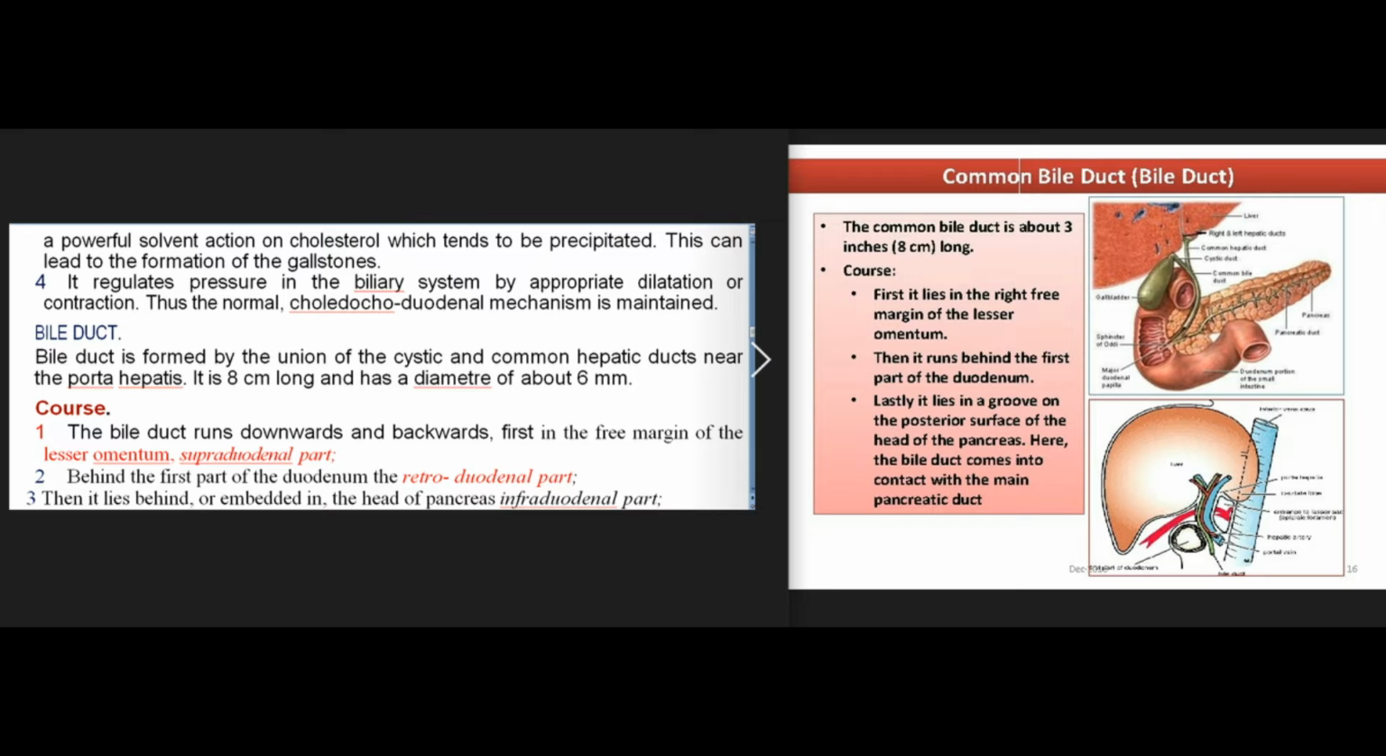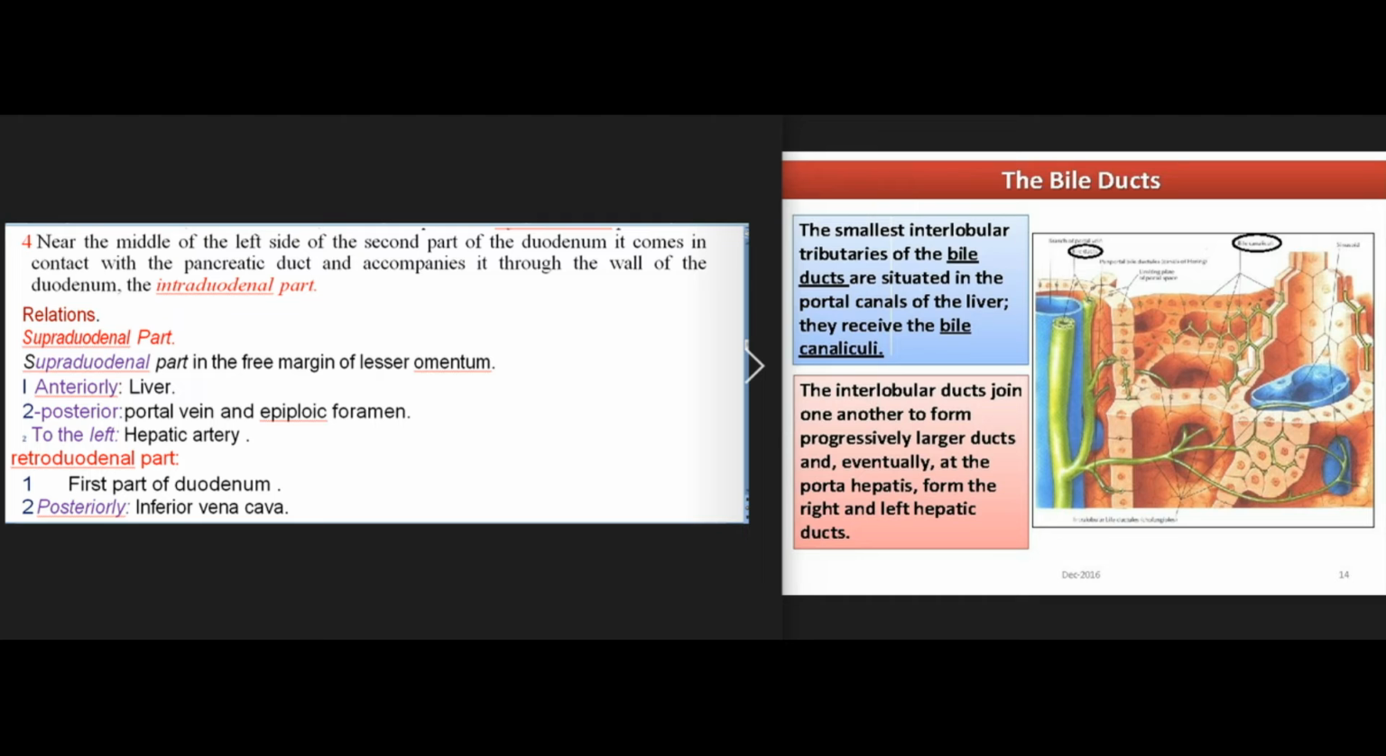Bile duct. The bile duct is formed by the union of the cystic and common hepatic ducts near the porta hepatis. It is 8 cm long and has a diameter of about 6 mm. 1. The bile duct runs downwards and backwards, first in the free margin of the lesser omentum, supraduodenal part, 2. behind the first part of the duodenum, the retroduodenal part, 3. then it lies behind, or embedded in, the head of the pancreas, infraduodenal part, 4. near the middle of the left side of the second part of the duodenum. It comes in contact with the pancreatic duct and accompanies it through the wall of the duodenum, the intraduodenal part.